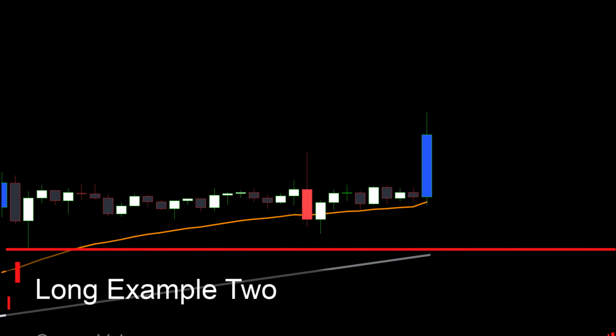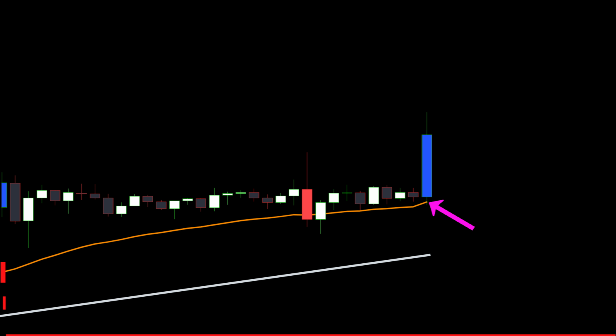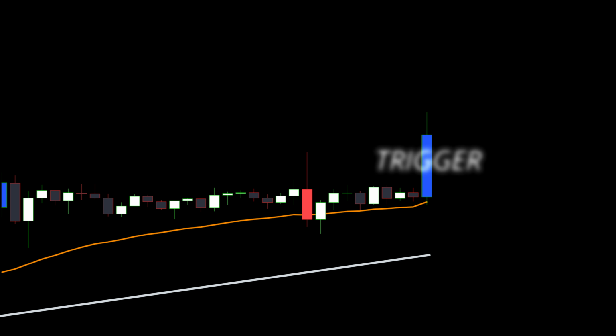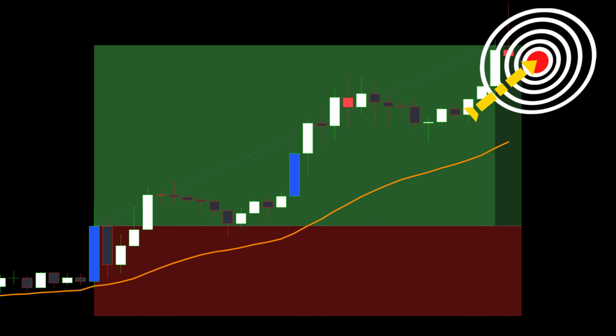I have one more long example. The 200 EMA is supporting the 50 EMA. Price touches the 50 EMA in orange. Finally, a solid blue candle touches and closes above the 50 EMA. Everything converges on this candle and it serves as our trigger. The stop is placed at the previous swing low and 1 to 2 is our target. And long example 2 hits the profit target.